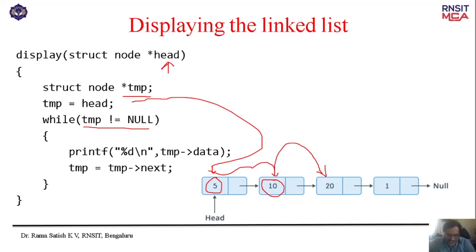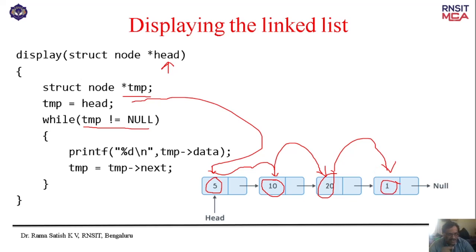Here in the next node, again you check whether TMP is equal to null. No, TMP is not null. So display TMP data. Yes, TMP data is displayed. Now after displaying, TMP is equal to TMP of next. Move to the next node. Yes, it is moved to the next node. Once it reaches, again you check whether TMP is null. No, it is not null. It is having some value. So you display this value.